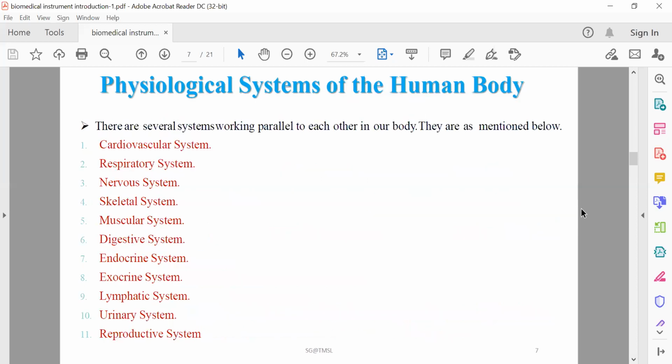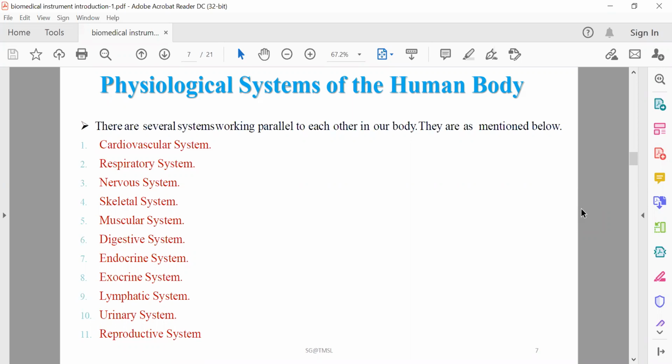Next are the different physiological systems of our human body. The first one is the cardiovascular system. I will discuss each one, cardiovascular, respiratory, nervous, one by one in short. So what happens in the cardiovascular system? Basically, it is a circulatory system, also called the vascular system.